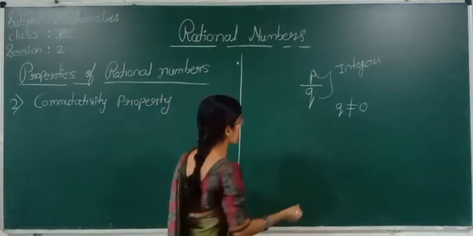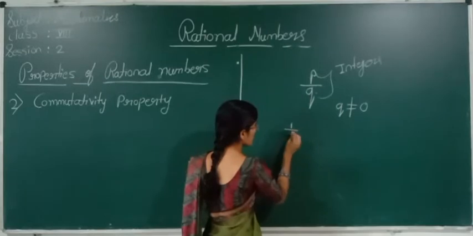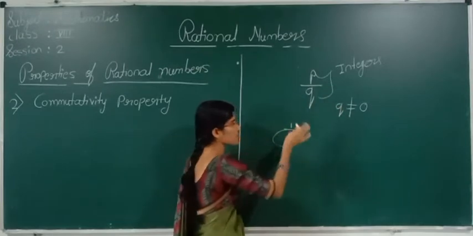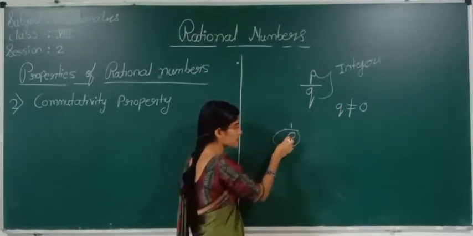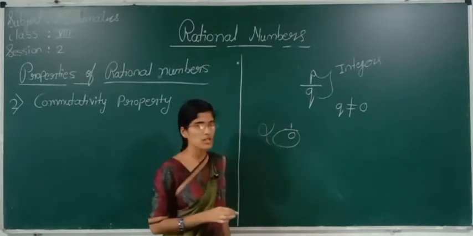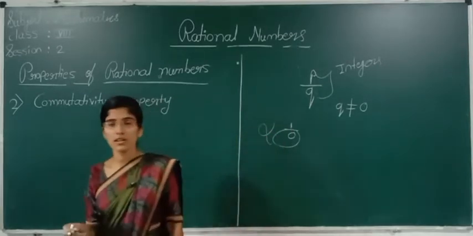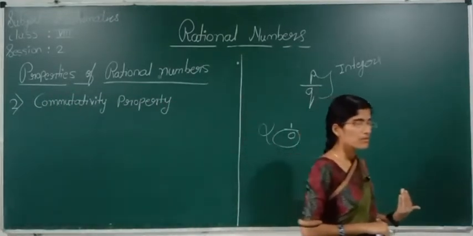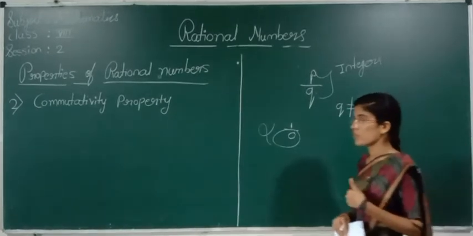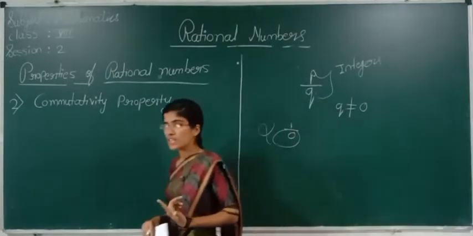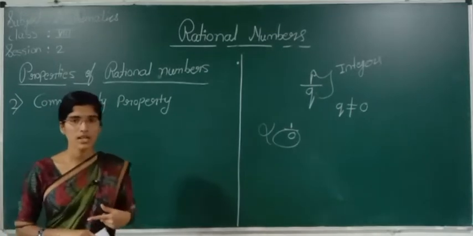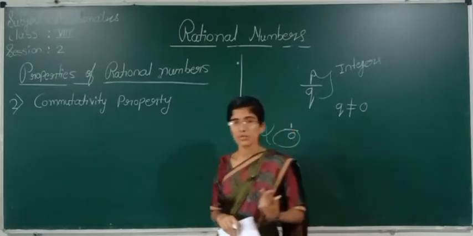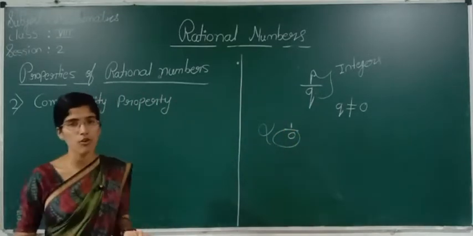So again I told that 1 divided by 0 is not a rational number. Why? Because here the denominator should not be equal to 0, but here the denominator is 0, therefore this is not a rational number. Again we saw the properties of rational numbers. We have revised closure property for whole numbers, integers, and at last we have done closure property for rational numbers. See, our rational numbers are closed under addition, subtraction, multiplication, but not for division.